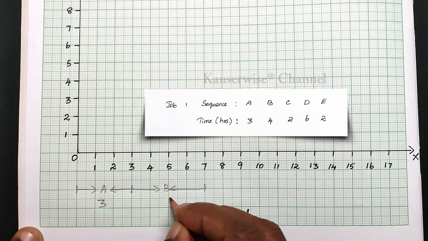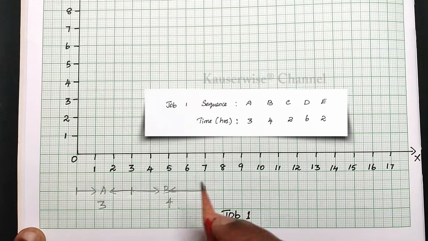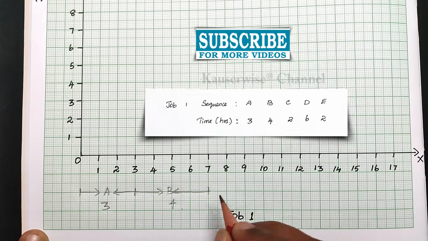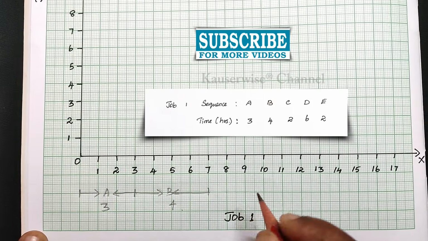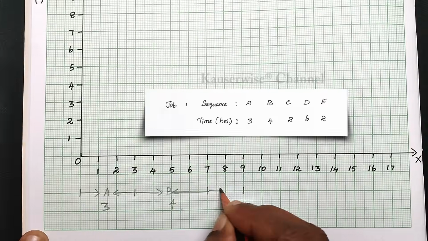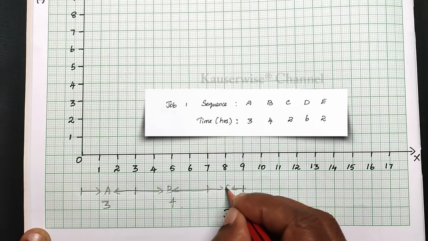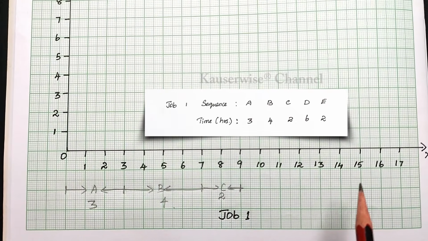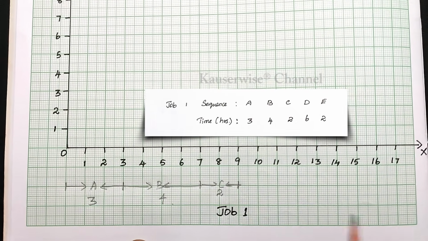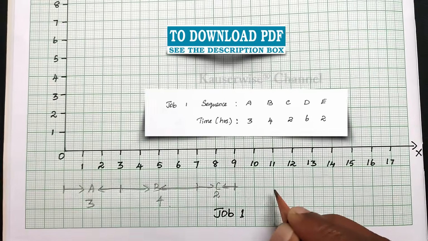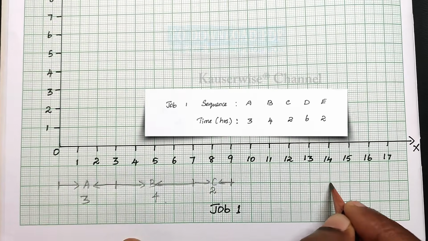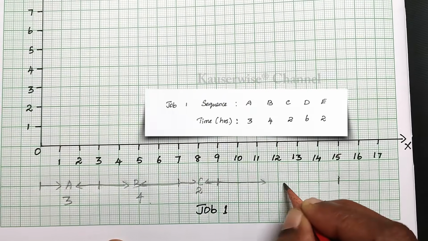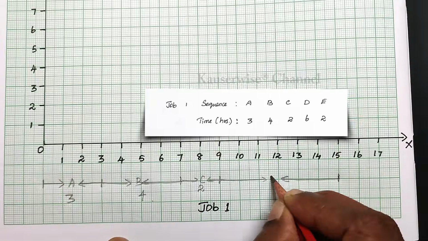What is the duration? 4 hours. Now see the information. What is the next process? C. What is the duration? 2 hours. Start from here, 1, 2. So this is the duration for machine C, 2 hours. After completion of C, the next sequence is D. The duration is 6 hours. Start from here, 1, 2, 3, 4, 5, 6. So this is the duration for machine D.